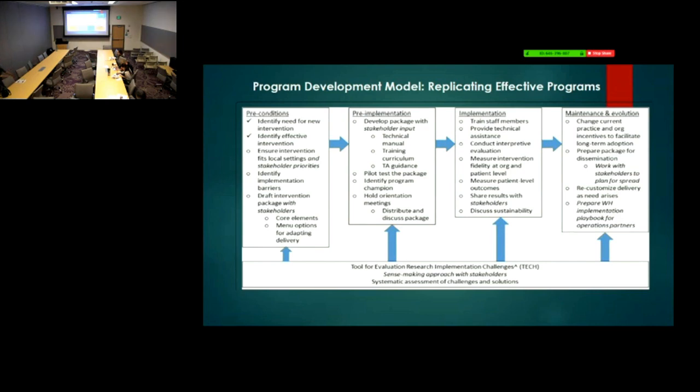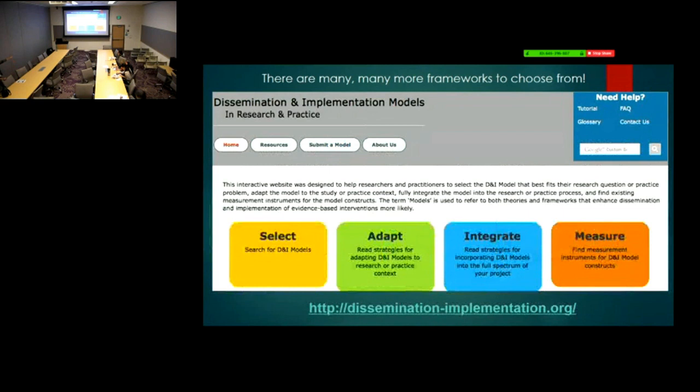So anyway, I'm just giving you some examples. This website on the bottom, dissemination-implementation.org, has a whole bunch of them. I don't know if it's got all of them, but a whole bunch. What you can do is just pick select, and then there are some checklists. I didn't want to be connected, so I'm not showing you this in real time.